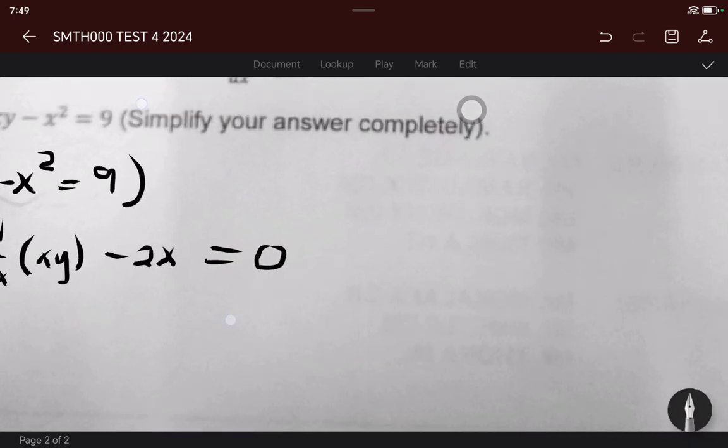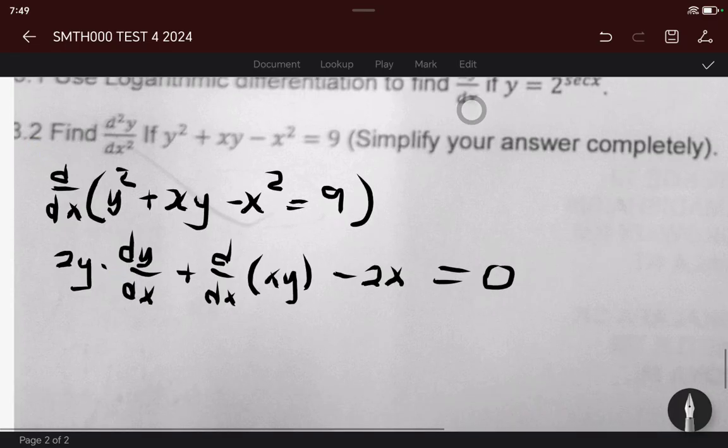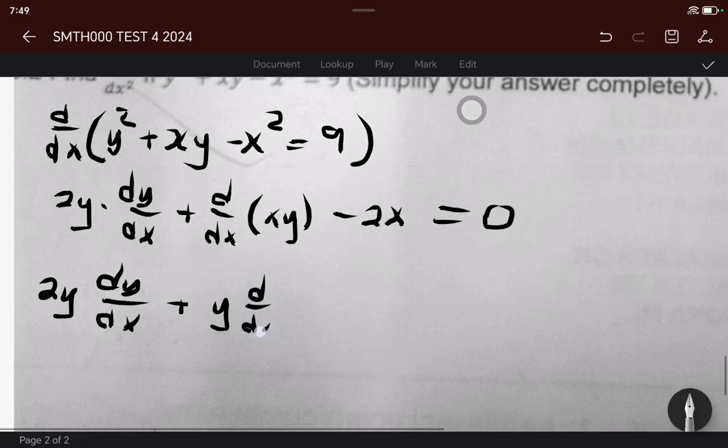Now if you continue with this question, we see now why when we're deriving y squared, we wrote 2y dy over dx. And this will be 2y dy over dx plus, when I derive this with product rule, I'm going to keep one, derive the other. So I'm going to keep y, then I derive x here. So I'll show these steps. Plus now I keep x and derive y.